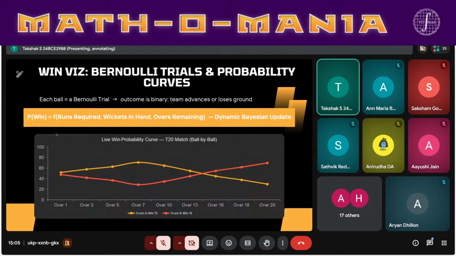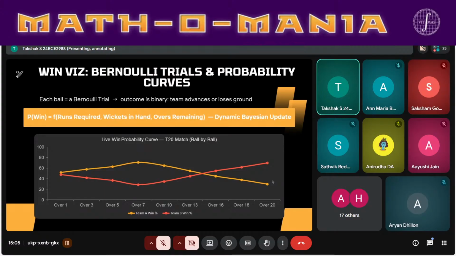And then the Bernoulli trials and probability curves. A Bernoulli trial is a random experiment with exactly two possible outcomes, like success or failure, or one or zero, maybe yes or no. It will have a binary outcome. And in cricket analytics, we model each individual delivery as a Bernoulli trial. The binary question here is, did the batting team advance their winning position on this delivery, or did they lose ground?